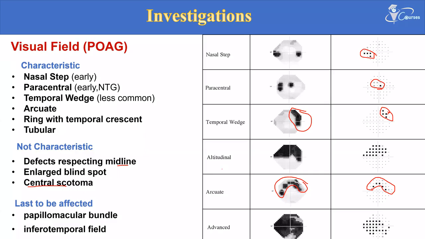Also, altitudinal defects could happen in glaucoma. However, they are not characteristic. So we need to watch out for the language used in the question. They are unlikely, but it is not impossible to have a patient with glaucoma with a defect respecting the midline, or an enlarged blind spot, or central scotoma, or altitudinal scotoma.